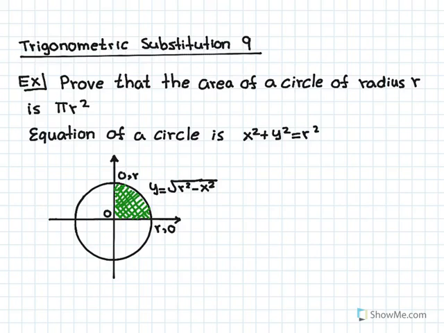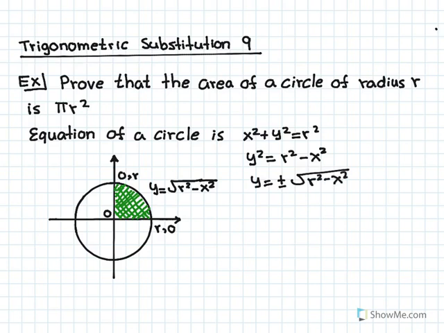In this video, we're going to apply trigonometric substitution to prove that the area of a circle of radius r is pi r squared. We start with the equation of a circle centered at the origin, x squared plus y squared is equal to r squared. Let's solve for y squared. We get y squared is r squared minus x squared. Square root both sides, we get y is equal to plus or minus root of r squared minus x squared.